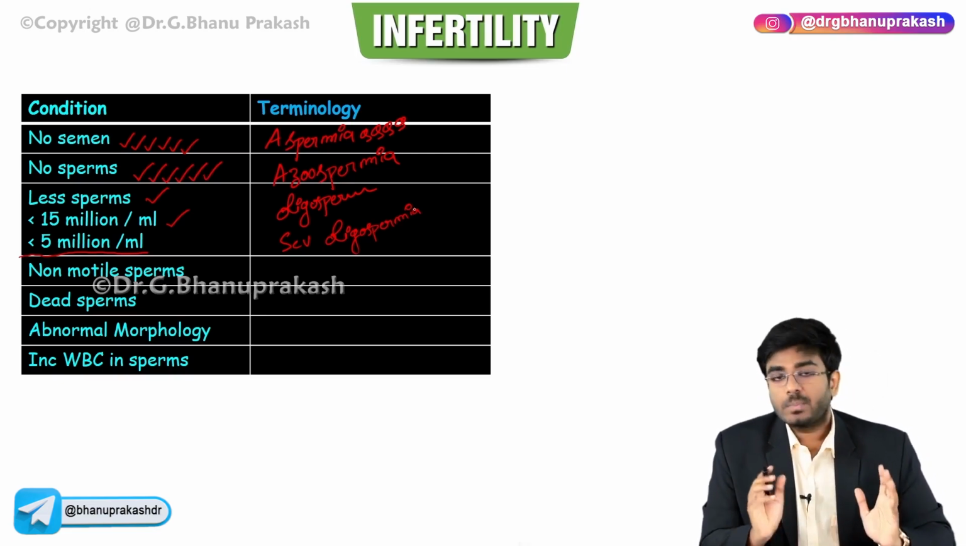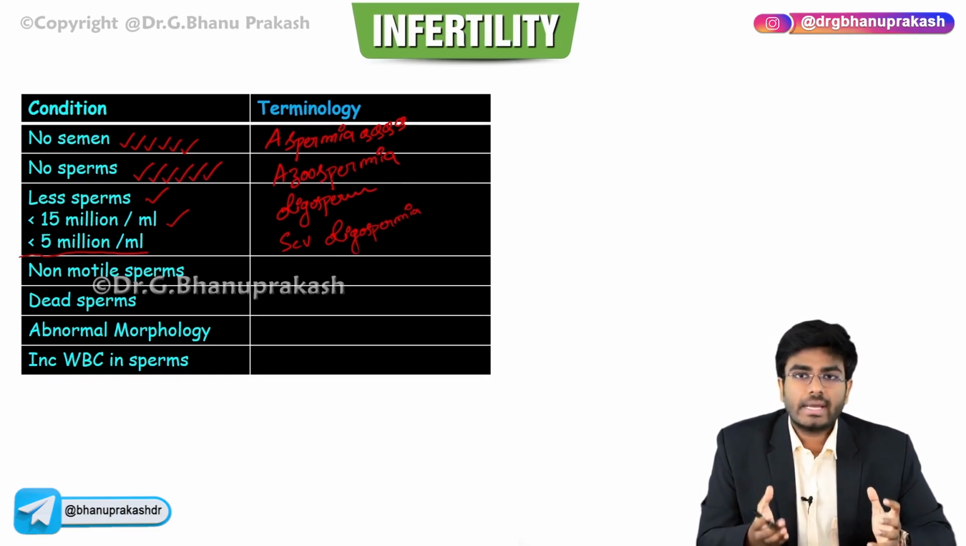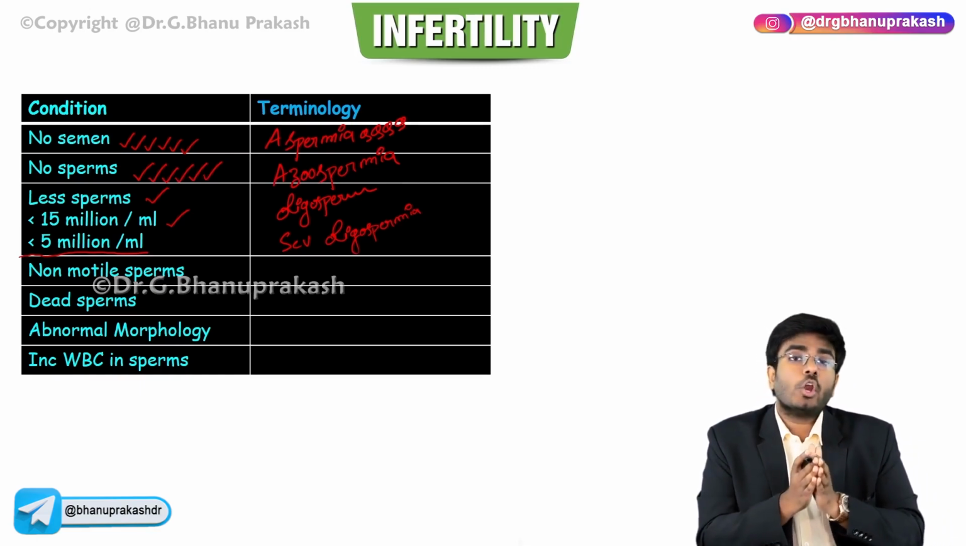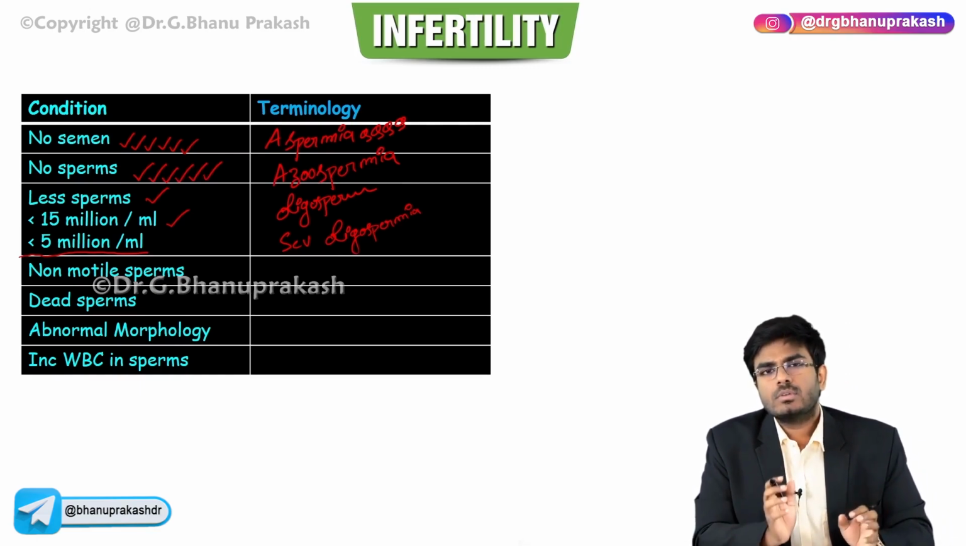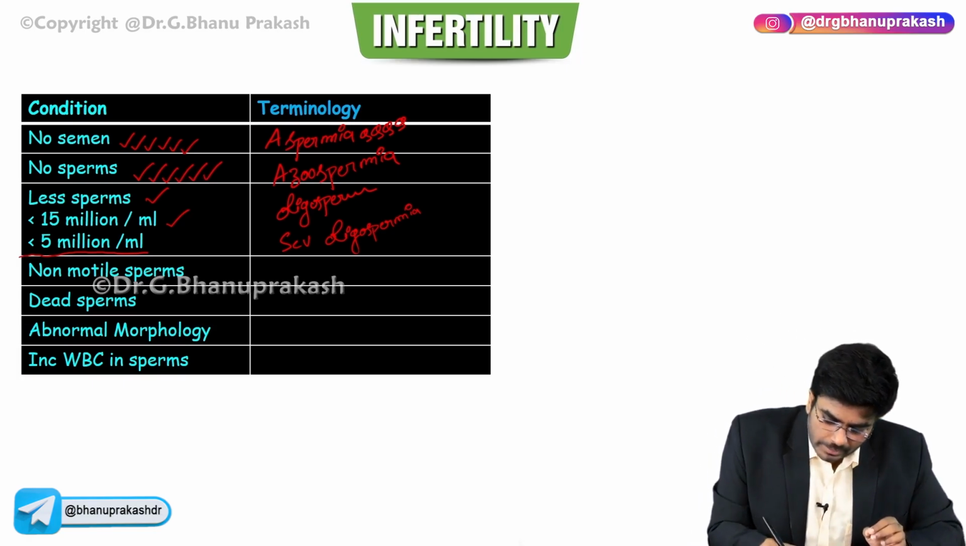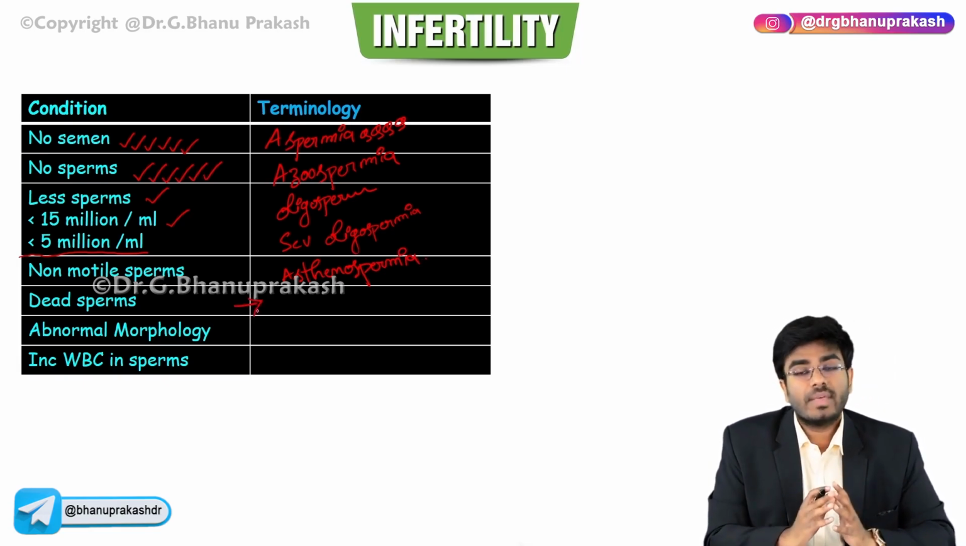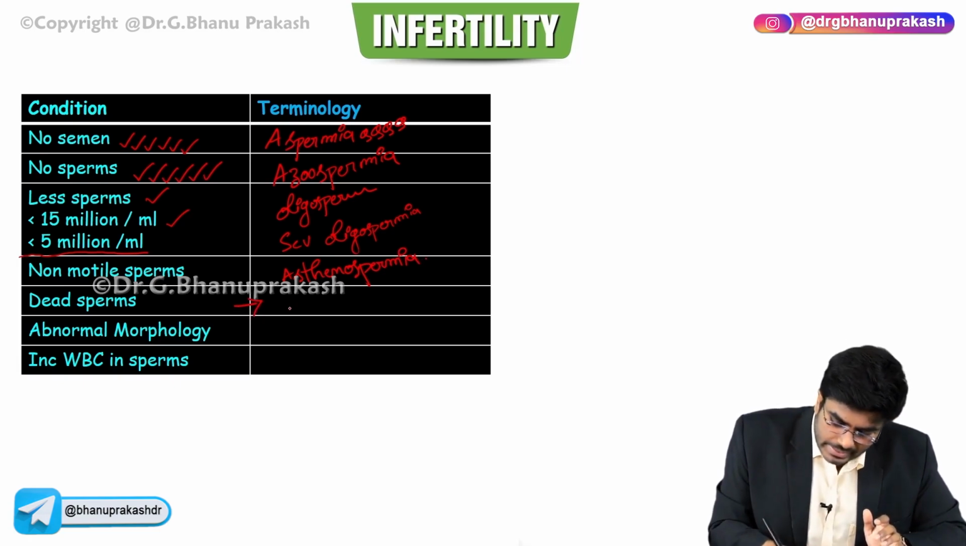Now there are sperms but they are not actively motile. There are sperms which are absolutely non-motile. So they are weak sperms, they are unable to move. That should be termed as asthenozoospermia. Okay. Now what about the dead sperms? There are sperms but all of them are dead. So they should be considered as necrozoospermia.